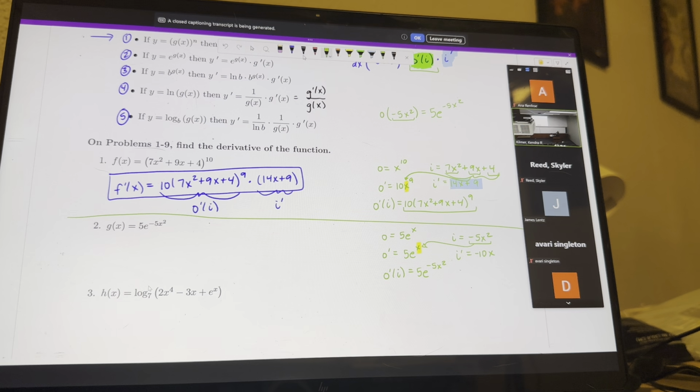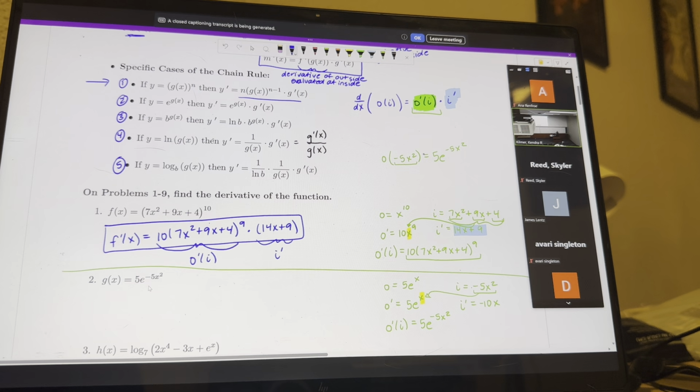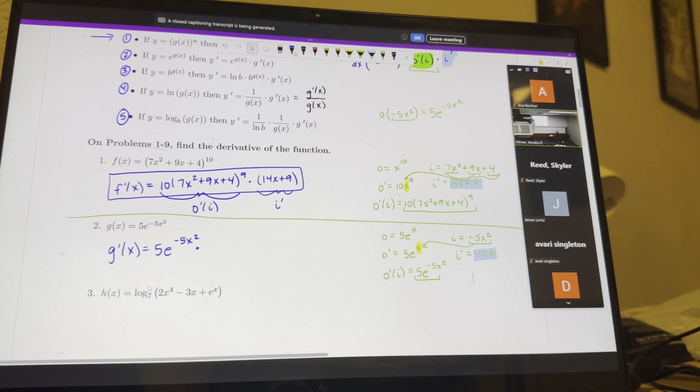Okay? And so then we come over here. We know that the derivative is the derivative of the outside evaluated at the inside, which is what we have right here. So g prime of x is the derivative of the outside evaluated at the inside. And then we have to multiply by the derivative of the inside, which here, the derivative of the inside, I prime, is just negative 10x.